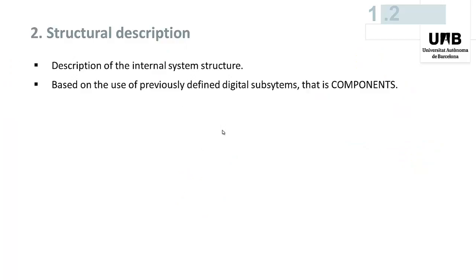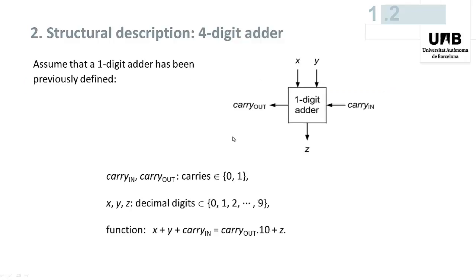The second way a digital system can be specified is by a description of its internal structure, based on the use of previously defined subsystems that we will call components. Let us see an example. We are going to describe a 4-digit adder. For that, we assume that a 1-digit adder has been previously defined.